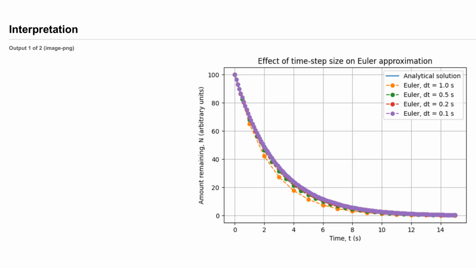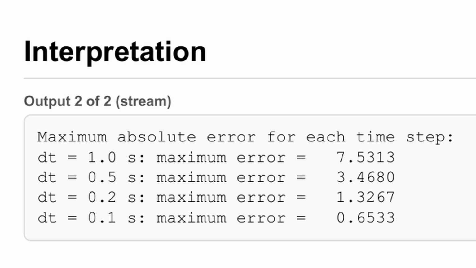Looking at the plot, the impact of the time step is clear. The orange dots representing the largest step size drift noticeably away from the true curve, while the purple dots with the smallest step size track the exact solution much more closely. The printed text quantifies what we just saw visually. As we decrease the time step from 1 second down to 0.1 seconds, the maximum error drops significantly, proving that smaller steps yield better accuracy.